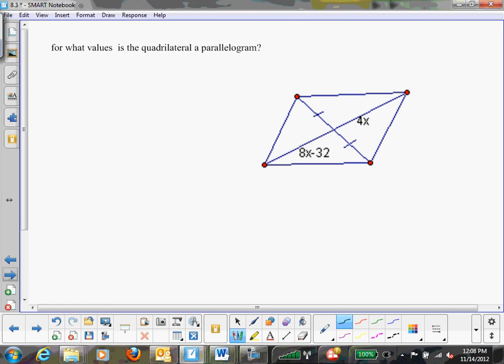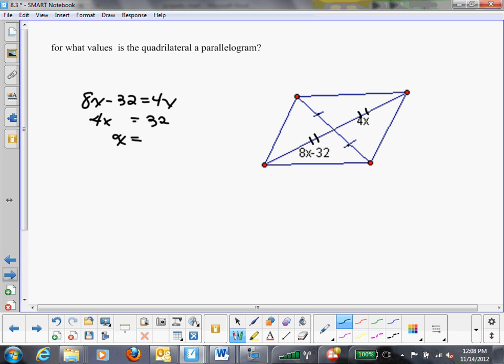For what values is this quadrilateral a parallelogram? X. Oh, I'm showing you that these two are congruent, so if I want it to be a parallelogram, I have to make these two congruent, yes? So therefore, my equation would simply be what? Right. So 4x will equal 32, and x would have to be 8.